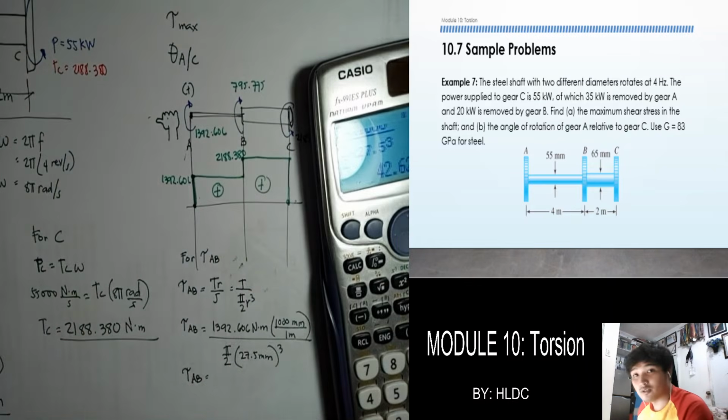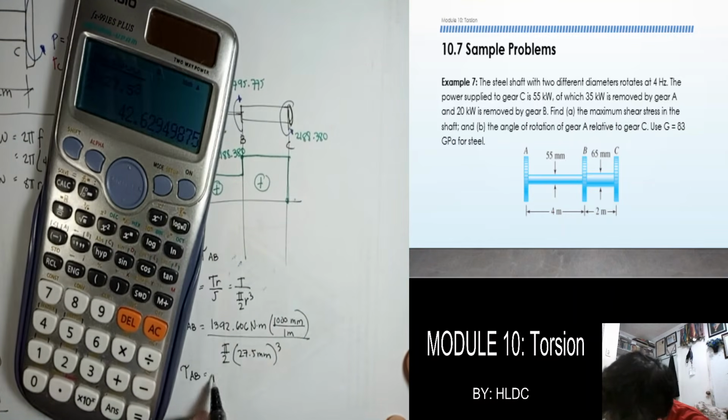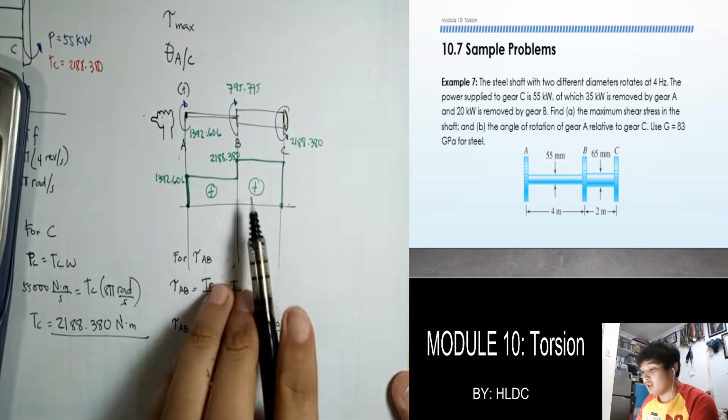Okay, so lumabas sa calcio ko is 42.63. Pero hindi pa natin siya sure kung siya yung maximum shear stress, no? So consider naman natin next is yung segment BC.